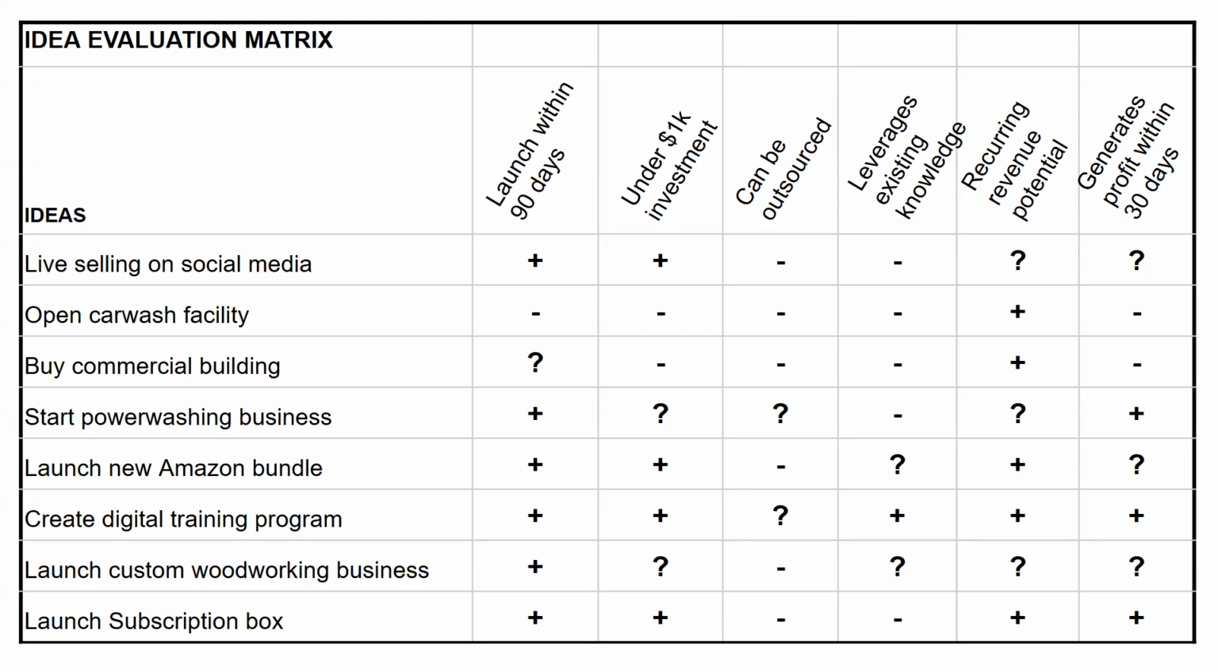Create a digital program. Can I launch within 90 days? Yes. Under $1,000 investment, yes. Can be outsourced? I don't typically like to outsource the creation of any of my trainings, maybe some of the graphic creation or the use of AI to help me brainstorm or format things or reword. But mostly, I do most of my own digital content. Leverages my existing knowledge, absolutely. Recurring revenue potential, it could be, yeah. Generate profit within 30 days. So the digital training program, I could morph into a monthly membership for people who want to, for instance, learn how to buy and sell liquidation.